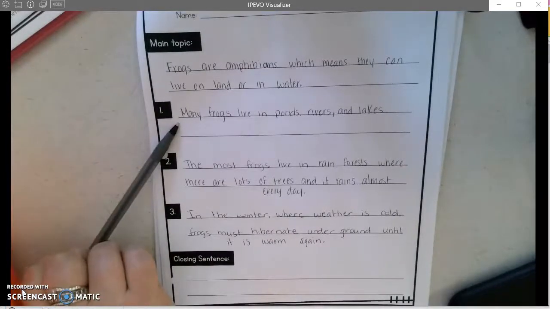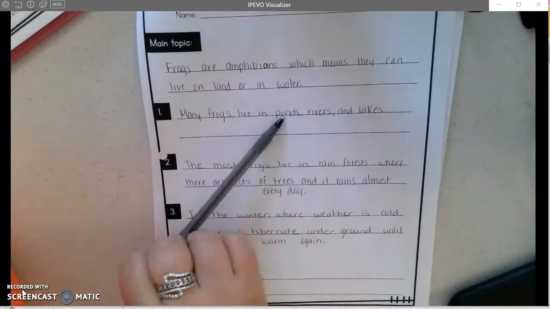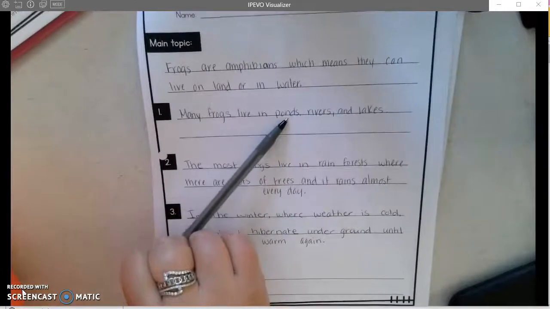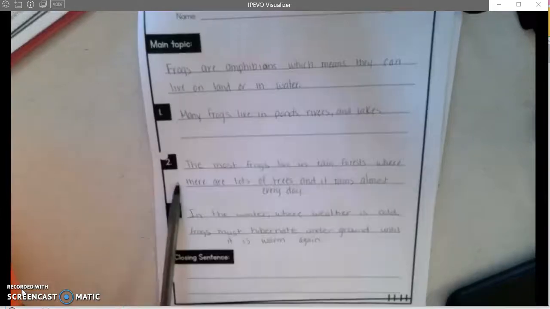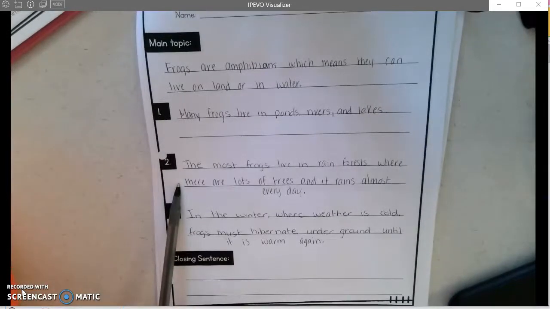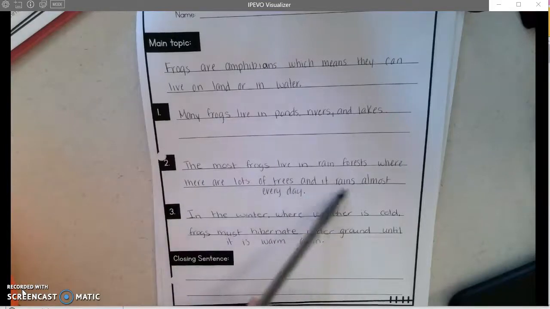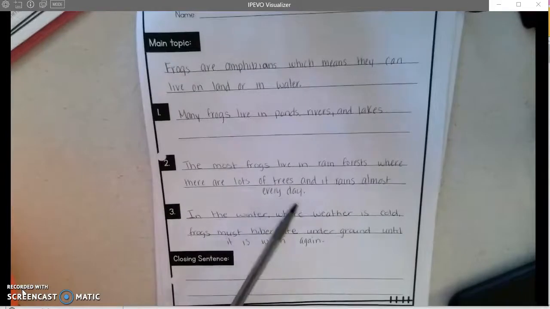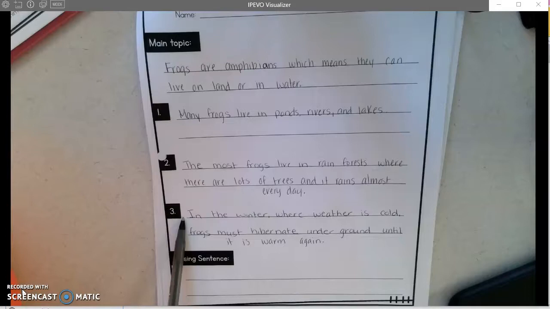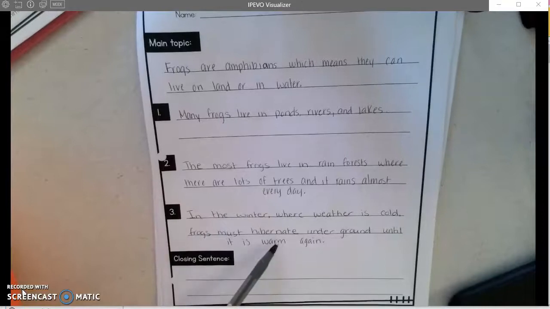Right here, I told you that many of them live in water, and I'm not just saying water, I'm saying ponds, rivers, lakes. Here, many frogs live on land in the rainforest. However, it rains almost every day, so there is still water. I live in a place where in winter the weather is cold, so I'm curious to know what my frogs do here. Well, they must hibernate underground until it is warm again. Okay? These are my 3 facts about where frogs live.